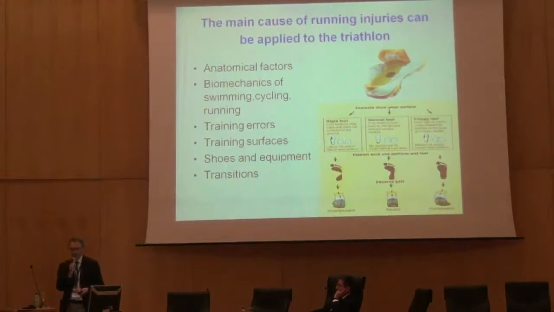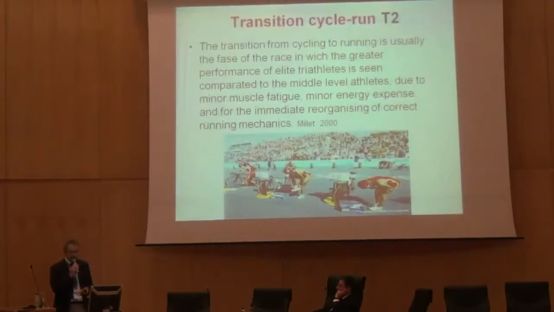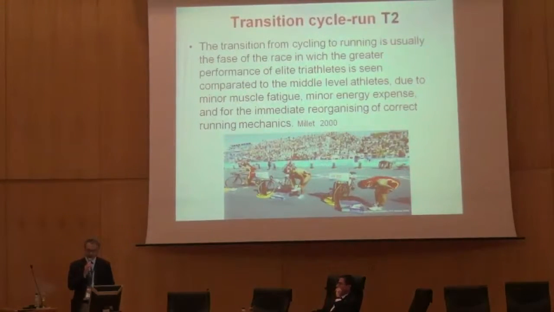The main causes of running injuries in triathlon are particularly anatomical factors, biomechanics of swimming, cycling, running, and training errors, particularly too much too soon, suddenly changing the volume or the intensity of the training, surface, shoes, equipment, and the transition. It is particularly important to study the transition cycle run, T2. As said earlier, the transition from cycling to running is usually the phase of the race in which the greater performance of elite triathletes is seen compared to the middle-level athletes, due to minor muscular fatigue, minor exercise expense, and the immediate organizing of correct running mechanics.